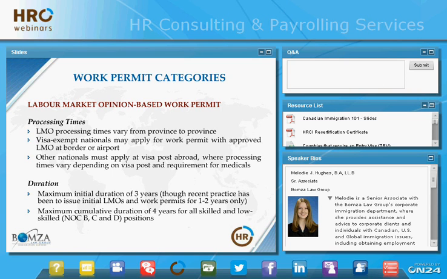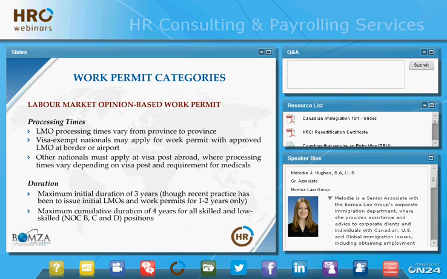Once the LMO has been approved, then there's the work permit part of the application process by the foreign worker. If they're visa exempt and do not need a medical exam, they can apply directly at the port of entry. If they're going to a visa post abroad, however, then processing times vary depending on which office it's processing at, and that can really range from 4 to 6 weeks, which we're seeing at consulates in the U.S., to 7 to 9 months, which we often see at consulates in the Middle East.